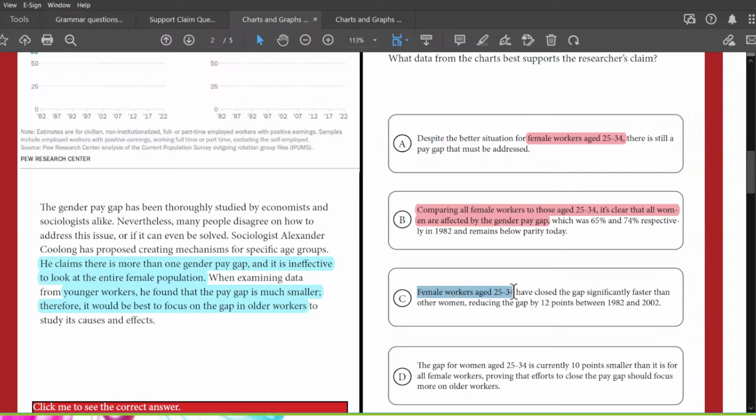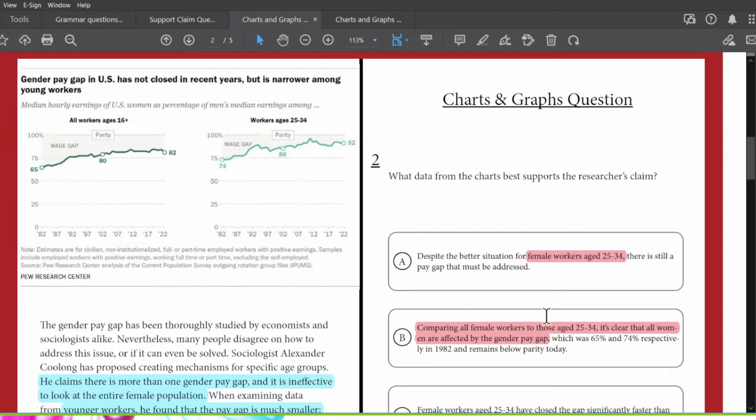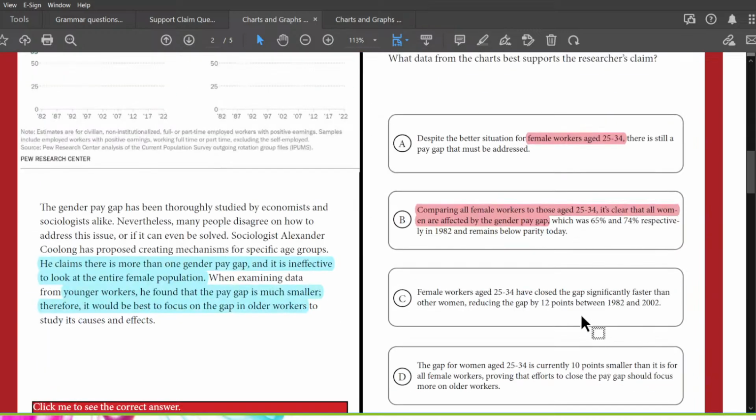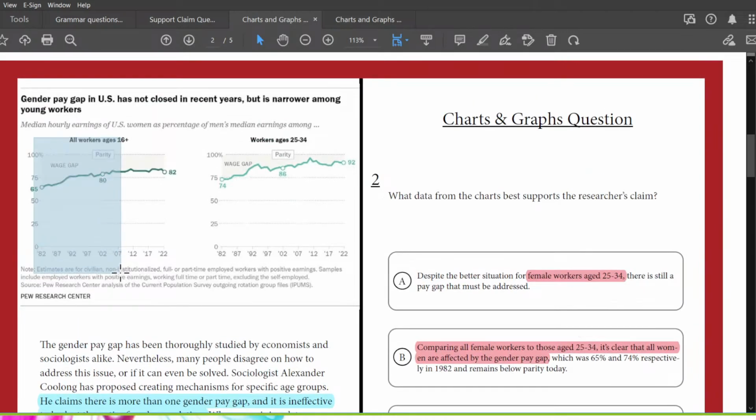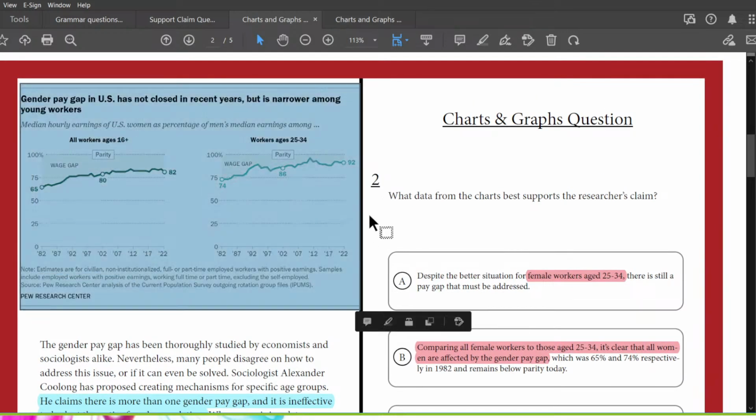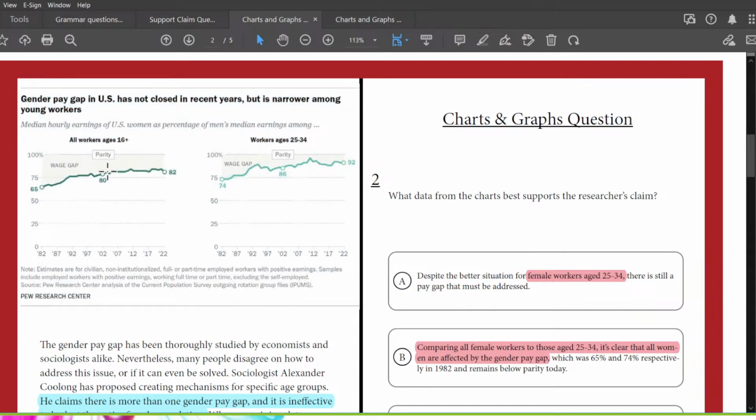Female workers aged 25 to 34 have closed the gap significantly faster than other women, reducing the gap by 12 points between 1982. That could kind of work, because he did say the younger workers' pay gap is much smaller. Is it true that they closed the gap faster and by 12 points? Let's take a look. So the workers aged 25 to 34 started at 74, went to 86. That is 12 points. But was it faster? Over here, the general group is 65 to 80. So actually, they didn't close the gap faster.